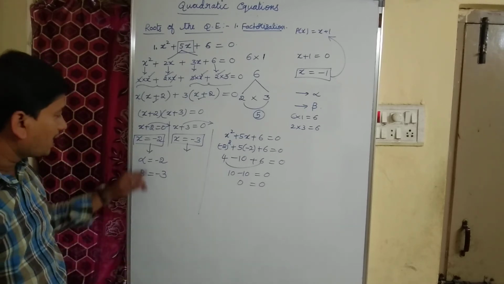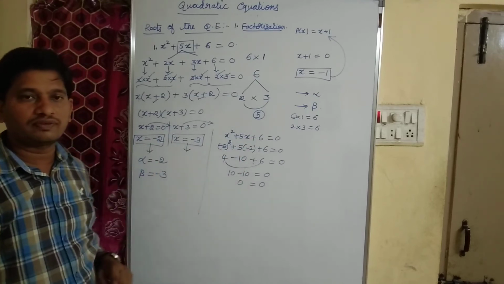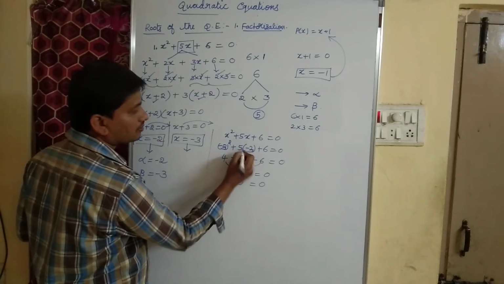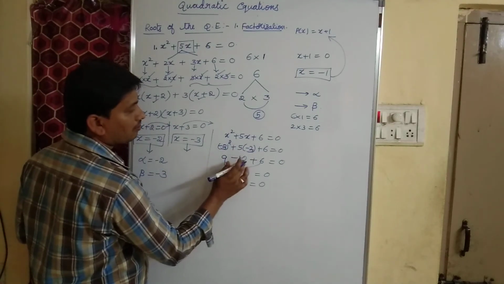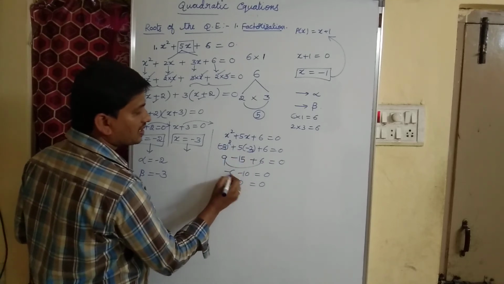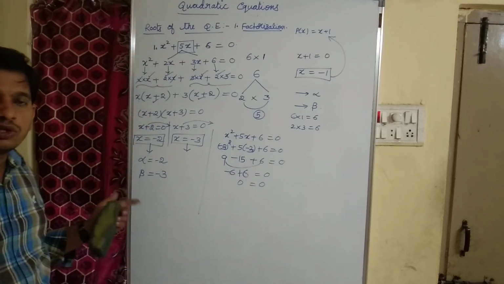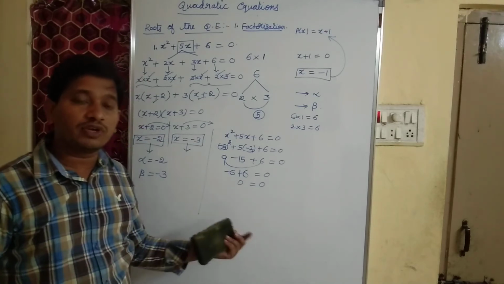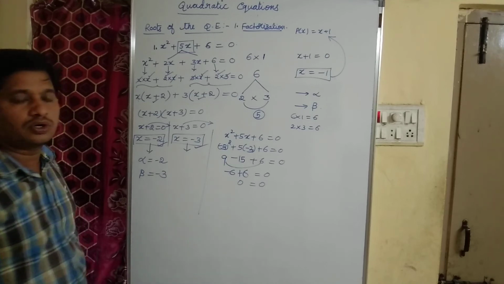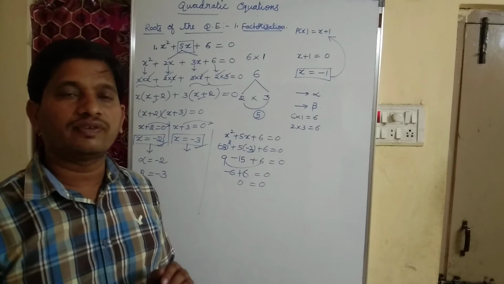Hence we say that x equal to alpha equal to minus 2 is called a root of the quadratic equation. Instead of minus 2, let us substitute minus 3. Minus 3 whole square is 9, plus 5 into minus 3 is minus 15, plus 6. 9 minus 15 is minus 6, plus 6 is 0. Even if in place of x you substitute minus 3, we get 0 only. Hence we say that minus 2 and minus 3 are called roots of the quadratic equation, or also we call them solutions of the quadratic equation.